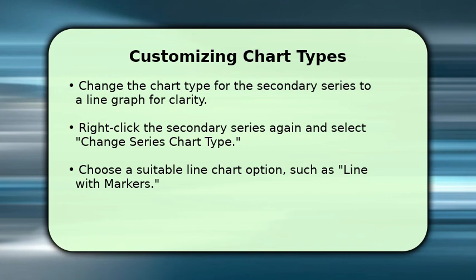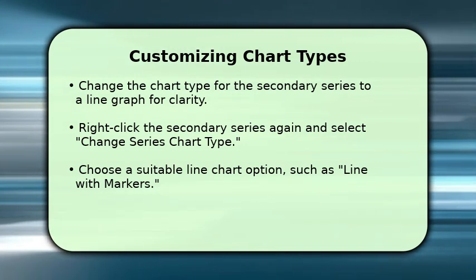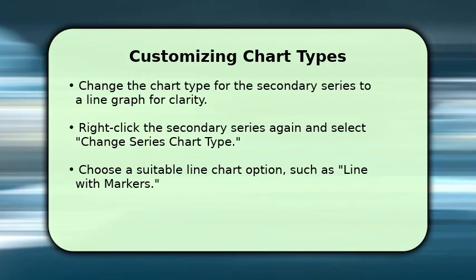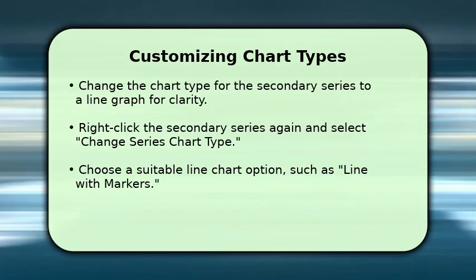To enhance the clarity of your dual-axis chart, it's often beneficial to use different chart types for each series. For instance, you might want your primary data as columns and your secondary data as a line. To do this, right-click on the secondary data series again and select Change Series Chart Type. From the options, choose a line graph, perhaps line with markers, to clearly distinguish it from your primary data. This visual separation makes your chart much easier to interpret.